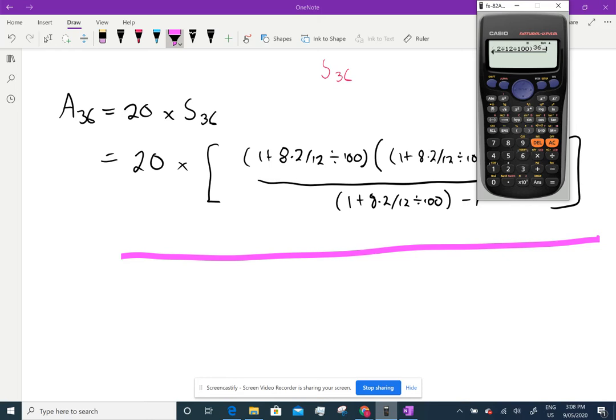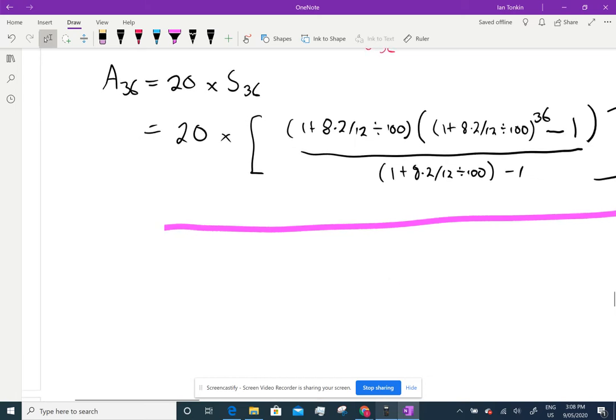minus 1, close that set of brackets, come downstairs, bracket 1 plus 8.2 divided by 12 divided by 100, close that bracket, minus 1, get out to the end, have another bracket. There you go: $818.7175, so $818.72.